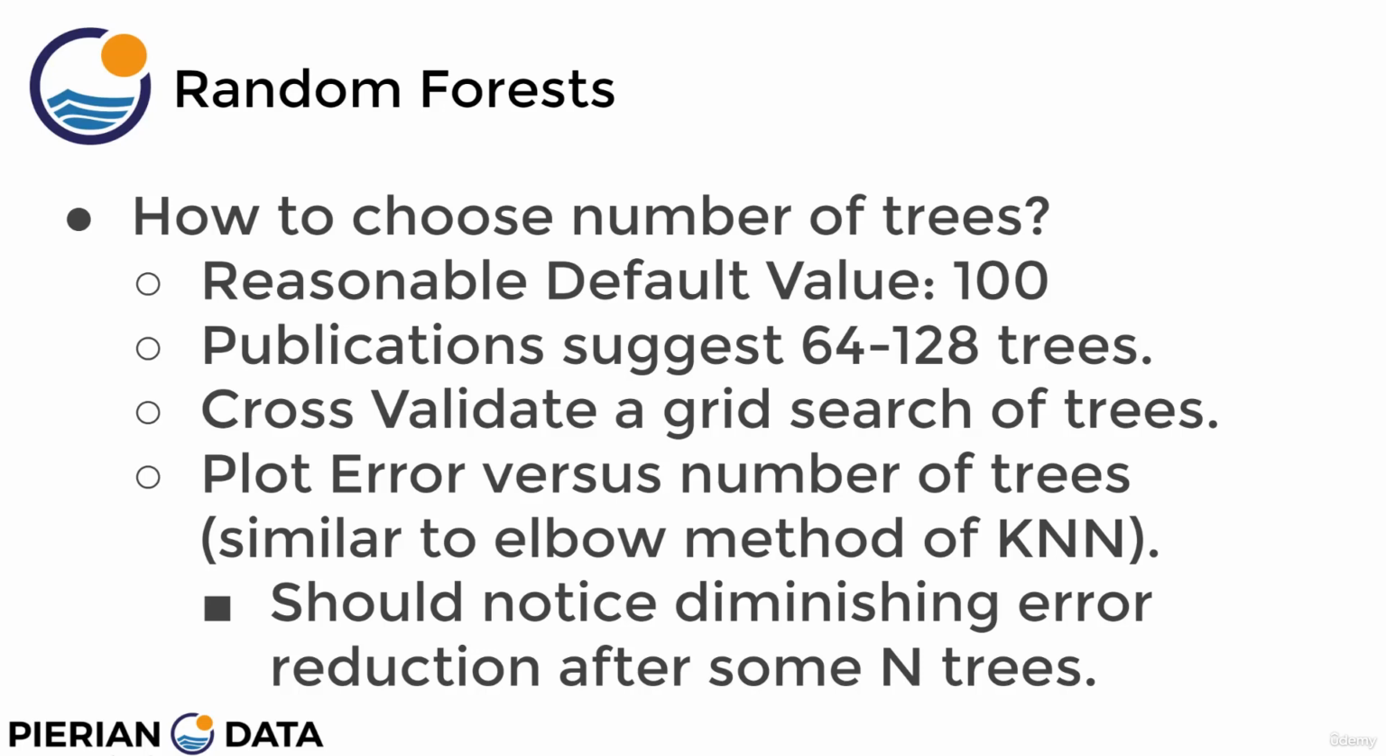A quick way to actually decide on how to choose the number of trees is to cross-validate a grid search of trees. Start with some reasonable default value like 100, and then maybe go a little less and a little more, perform a grid search, and then compare the best performance for the best number of estimators. What is also a popular tactic is to plot error versus number of trees. This should feel familiar because it's quite similar to the elbow method in k-nearest neighbors. What we should notice is we get a diminishing error reduction after some n trees.